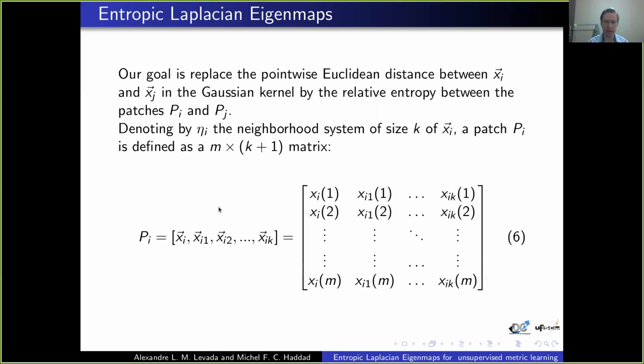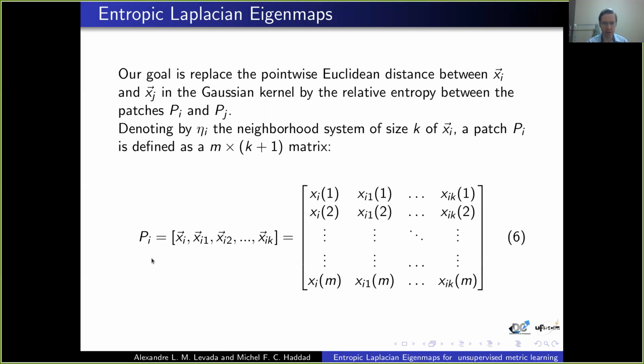Entropic Laplacian eigenmaps, our proposed method: basically what we want to do is to replace the Euclidean distance in the graph by the relative entropy, or the KL divergence, between patches of this graph. To do so, we denote a patch. What is a patch? It's the matrix composed of the central element and its k nearest neighbors.